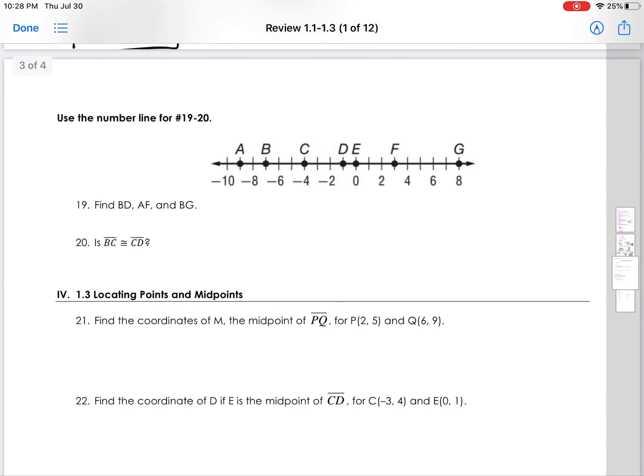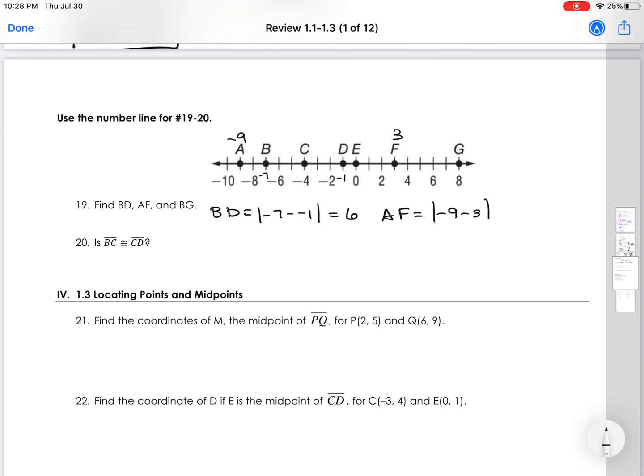All right, then we want to use the number line to find a few things here. So we want to find the length of BD. B looks like it's at -7 and D is at -1. So BD is going to equal the absolute value of -7 minus -1, which is going to give us 6 for BD. AF, we've got -9 and 3. So again, absolute value of -9 minus 3. That's going to give us 12.